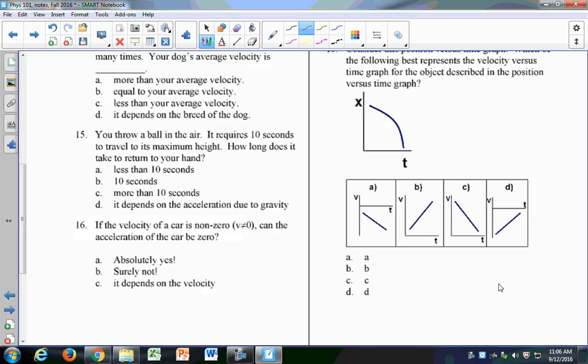So on this problem, here I have a negative slope and it's small. And then down here I have a negative big slope. It gets bigger. So it's traveling in the negative direction and it's speeding up.